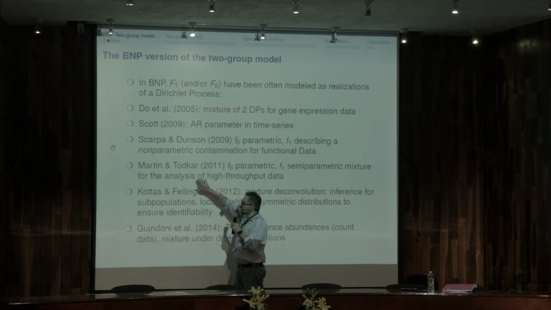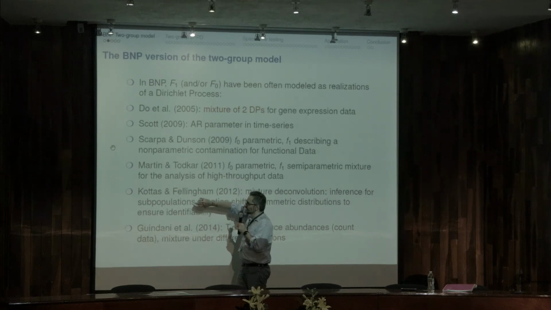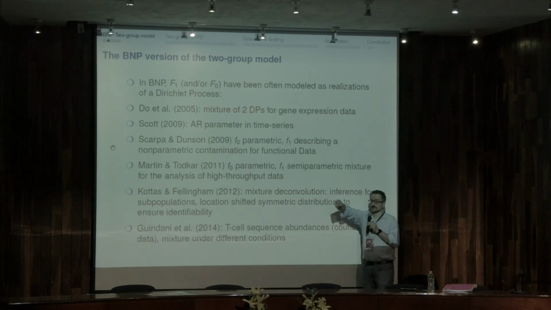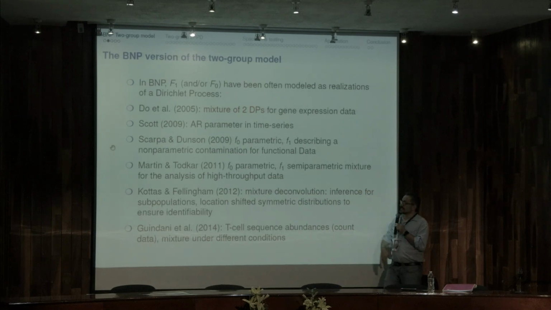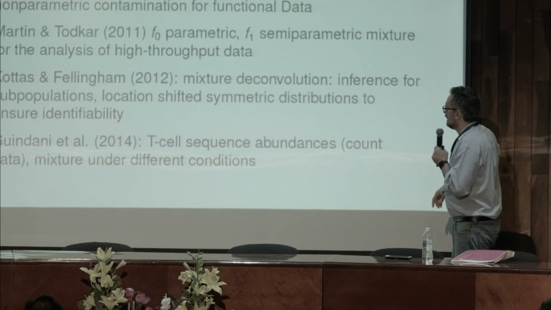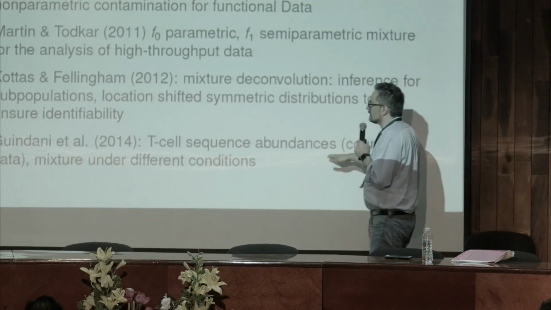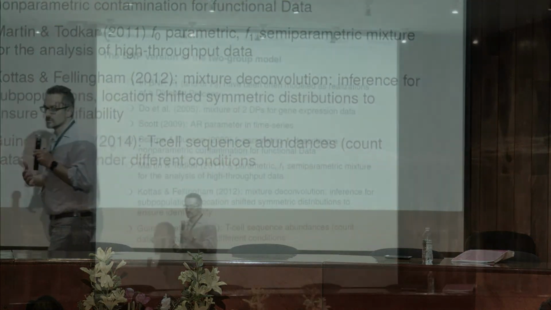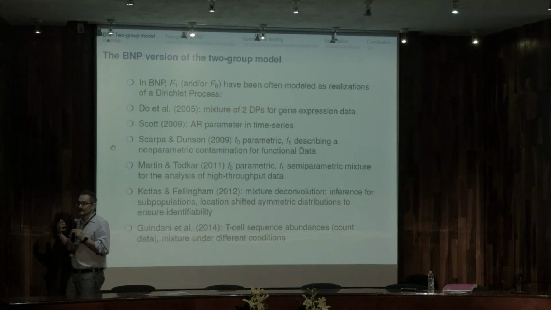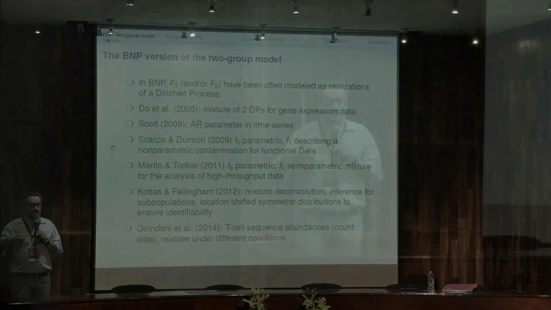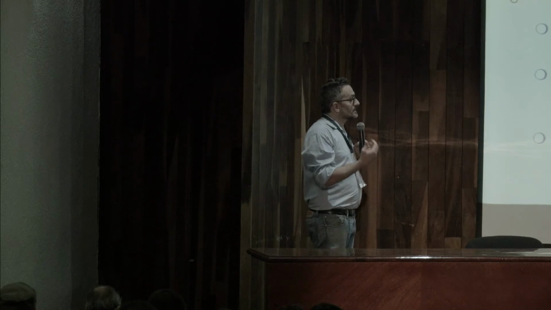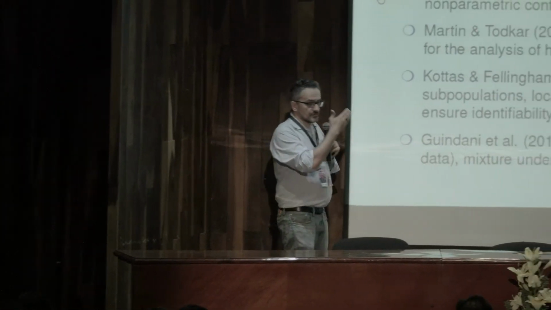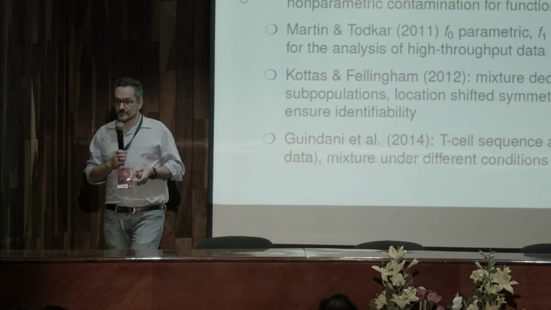A very close approach to the one that we're going to follow later on is the one by Martin and Tockar, and they basically assume F0 parametric, concentrated around 0, and instead F1 a semi-parametric mixture. I have also worked on this type of model before, for example, for modeling count data. So this is just to say that this approach of assuming a two-component mixture, a two-group mixture model, for multiple hypothesis testing is quite ubiquitous in the Bayesian literature.